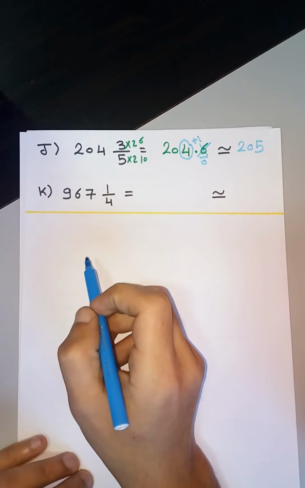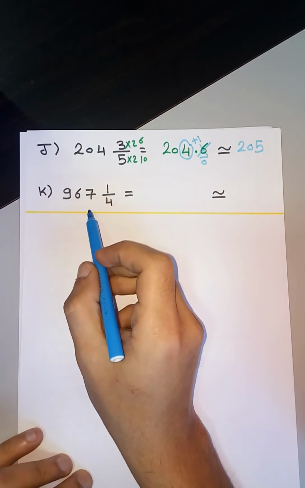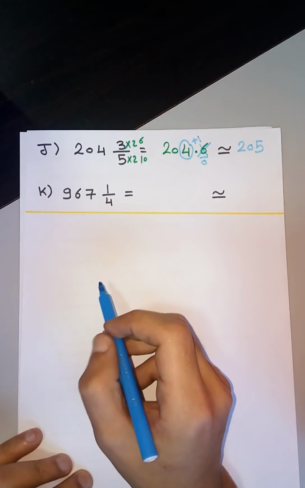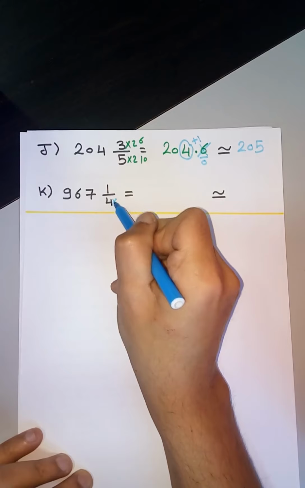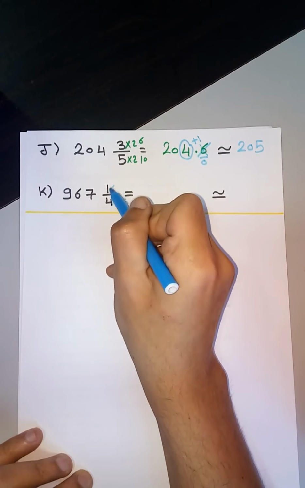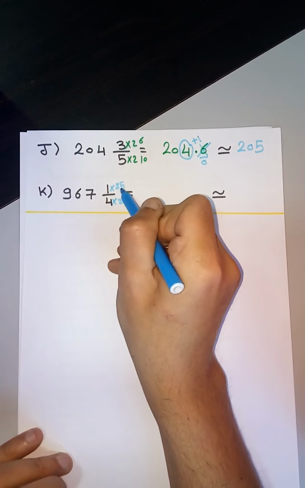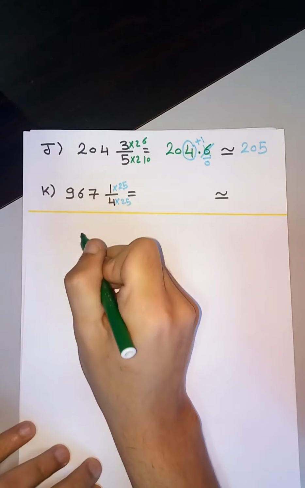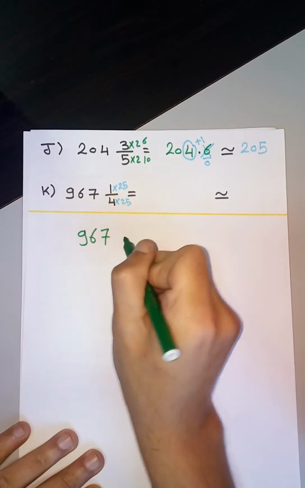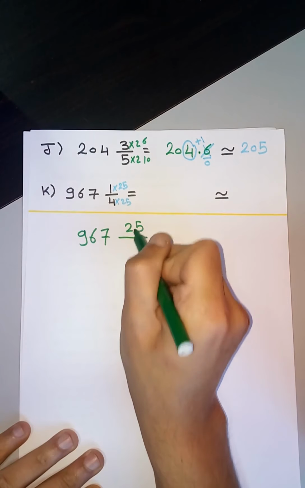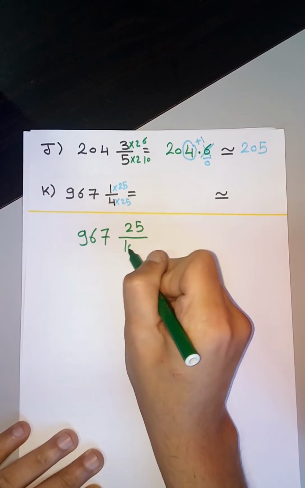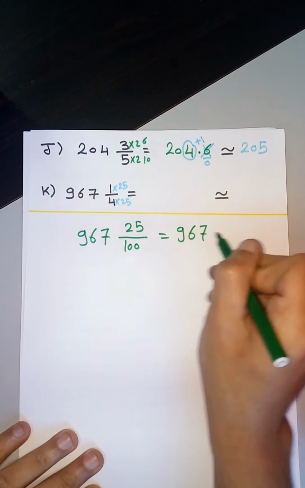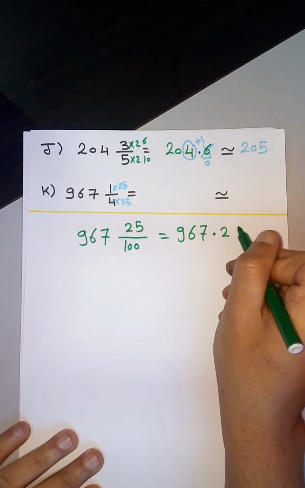The next one, we have 967 1/4. We have to change this first into a decimal point. So we multiply 4 by 25 and multiply the numerator by 25 also. So it's going to be 967, and 25 over 4 times 25 is 100. So this can be written as 967 and 25 hundredths.